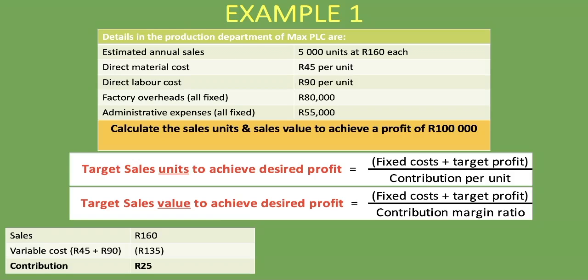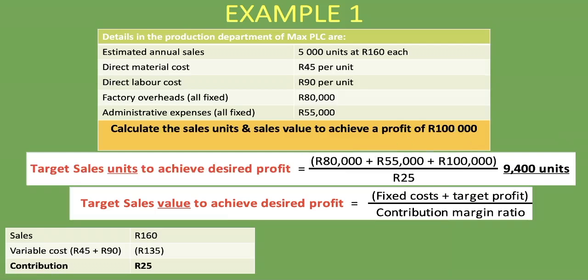Now that we have that, we have enough information to calculate our sales units to achieve desired profit. So our fixed costs, as we said, it's the 80,000 Rand plus the 55,000 Rand, and the target profit is the 100,000 Rand. And we divide that total by the contribution per unit of 25 Rand. And it will give us an answer of 9,400 units. What does this mean? It means that if the company sells 9,400 units, it will be able to achieve a profit of 100,000 Rand. And that's why you are calculating it to see if you want to achieve a specific profit, how many units do you need to sell? And that is what we are given.